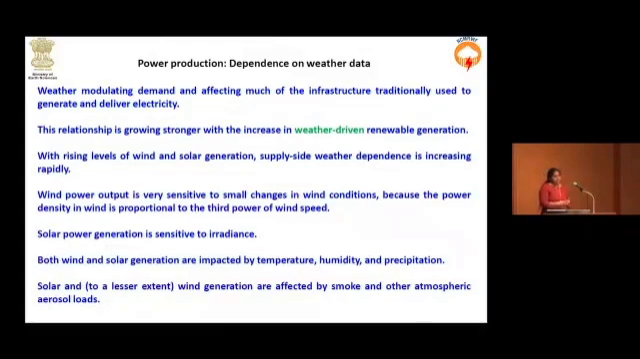If you see, the wind power output is very sensitive to small changes in wind conditions, because the wind power density is proportional to the third power of wind speed. And solar power generation is sensitive to irradiance. Both wind and solar generation are impacted by temperature, humidity, and precipitation. Solar and, to a lesser extent, wind generation are also affected by smoke and other atmospheric aerosol loads.